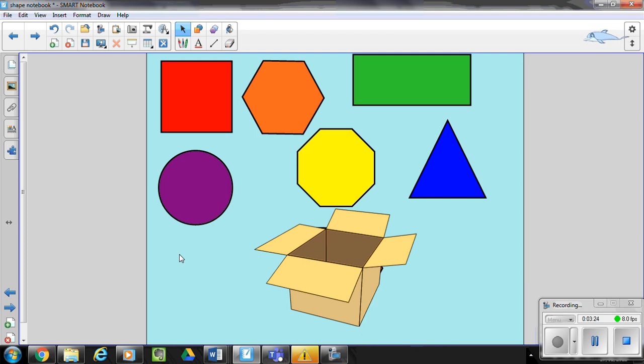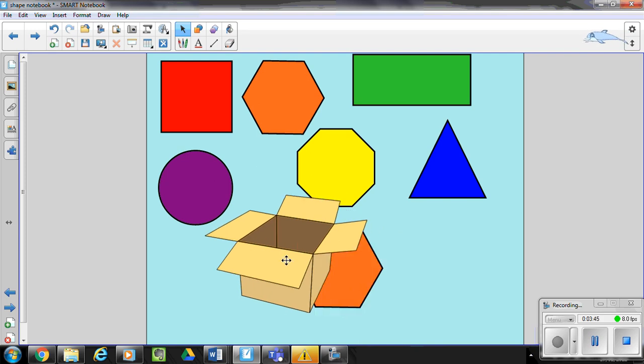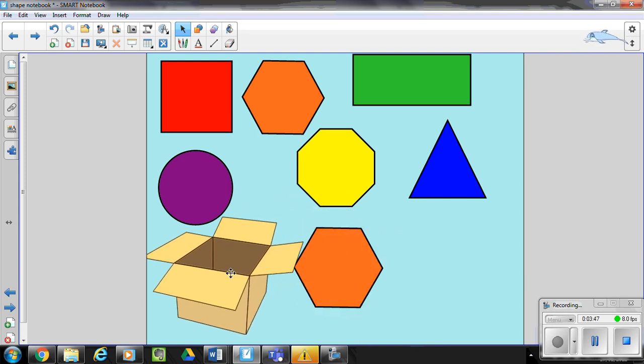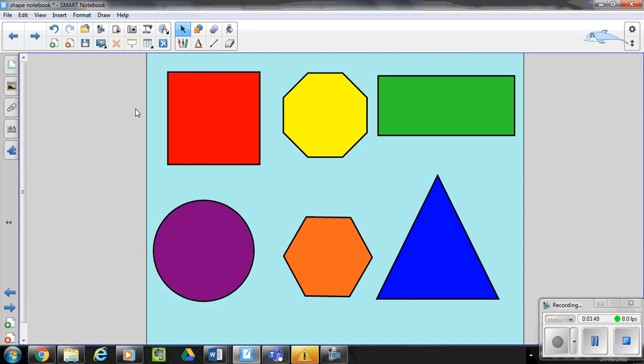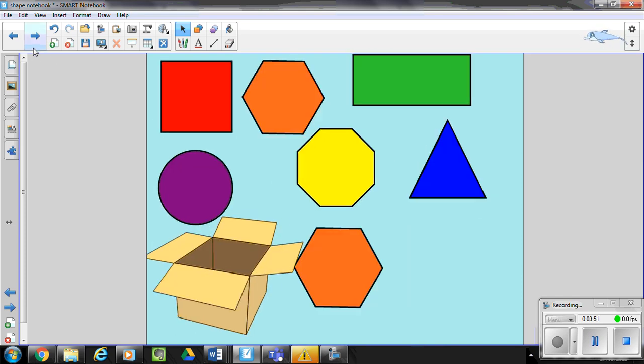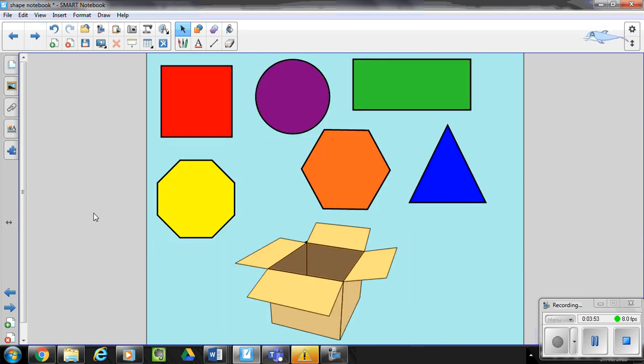This shape has got 6 sides and 6 corners. So it's one of the shapes that you can see on the screen in front of you. Which shape has got 6 sides and 6 corners? Let's have a look. It is a hexagon. Our hexagon. Ready for the next one?